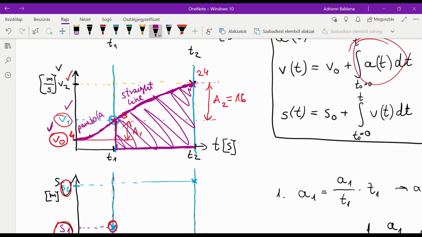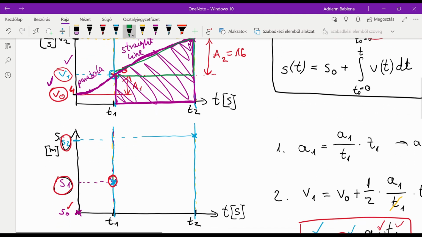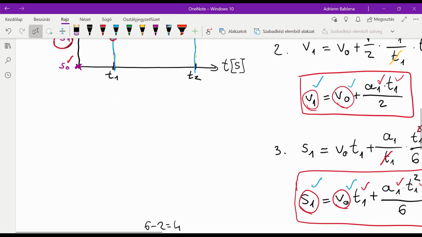You can calculate indirectly, or you can calculate the area of this trapeze by splitting it into a triangle and a rectangle and summing the areas of the triangle and the rectangle, whichever is comfortable for you. You can also calculate directly. It's really useful.